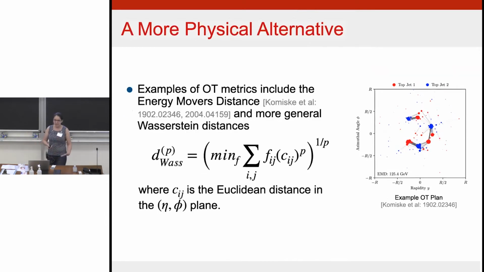There have been plenty of examples of optimal transport metrics in high energy physics, including the Energy Mover's Distance by folks at MIT, and also more general Wasserstein distances, which are a specialization of this type of distance, where we take C_ij to be the Euclidean distance raised to some power p, and then take the whole thing to the 1 over p power. What this p does is it determines what scales are relevant in your problem. So this determines how much you care about differences that are small versus differences that are big.